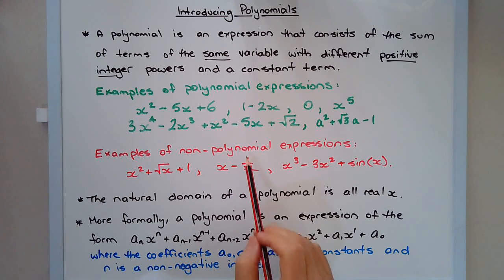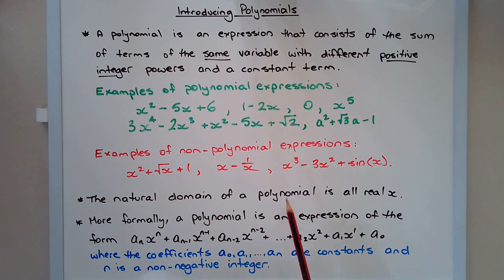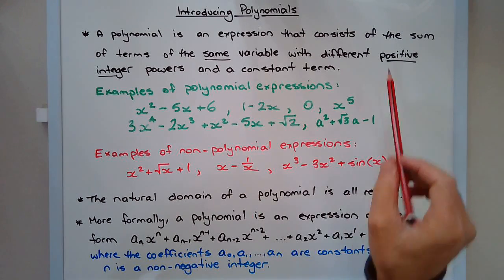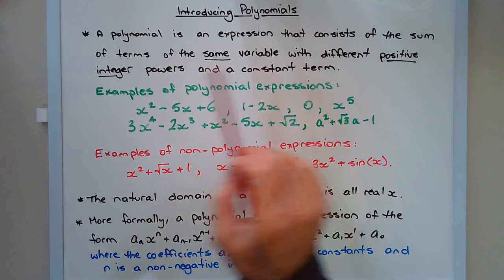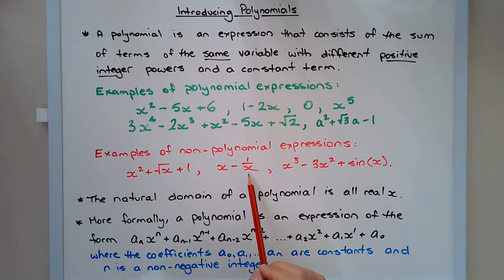X minus 1 over x, okay, is also not a polynomial. X is okay, that's fine, that's x to the power of 1. But 1 over x, that's x to the power of negative 1. Again, it breaks this definition that it needs to be a different positive integer power. This is an integer power, but it's x to the power of negative 1. It's not positive, so therefore it's not a polynomial.